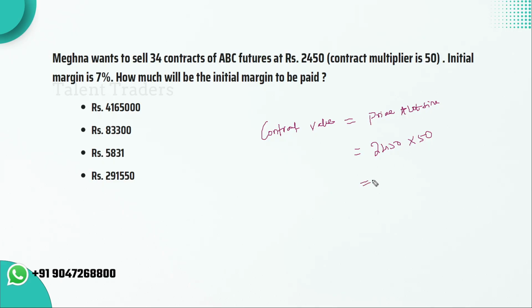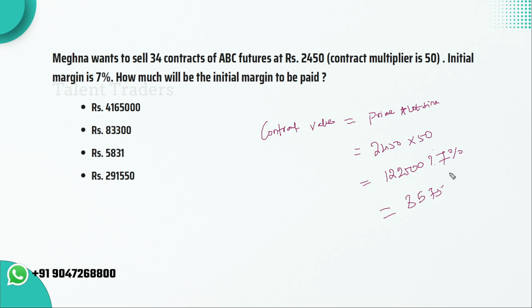So what value do we get for this? 2450 into 50, the lot size. So we will be getting 122500. This is the overall contract value. Now we have to calculate 7% of this, that would be 8575. So this is the margin required to do one lot of this particular ABC future.